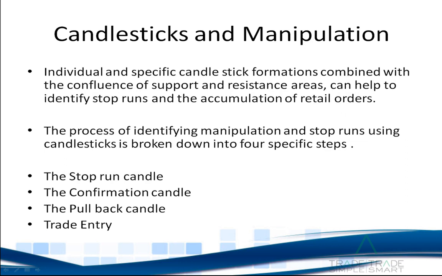So individual and specific candlestick formations combined with the confluence of support and resistance areas can help to identify stop runs and the accumulation of retail orders. The process of identifying manipulation and stop runs using candlesticks is broken down into 4 specific steps, and we're going to run through each of these steps that will allow us to identify manipulation at these important points. The first step is the stop run candle. The second is the confirmation candle. The third is the pullback candle, and then ultimately this will lead to trade entry.